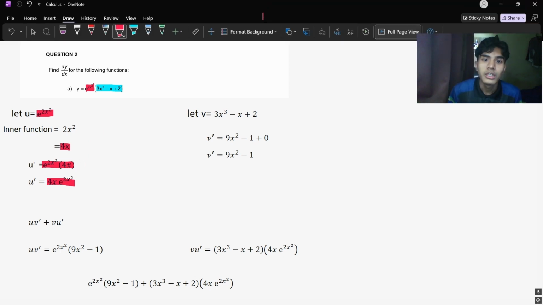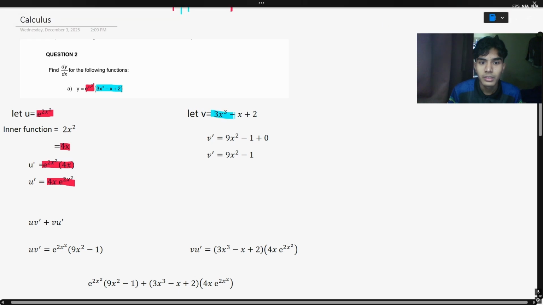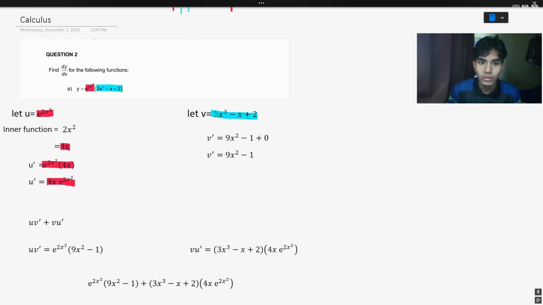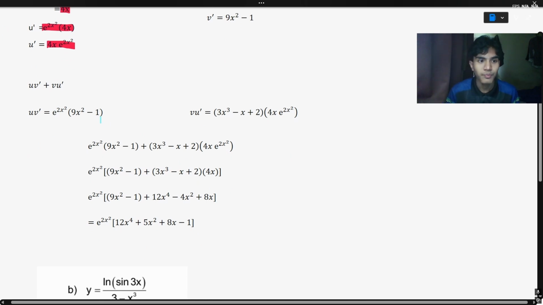And then we'll do the same thing to the other function. We'll be differentiating it here. This one only needs a basic differentiation: 3x cubed minus x plus 2. We'll differentiate it like normal, and we'll get v prime equals 9x squared minus 1 plus 0. The final one will be v prime equals 9x squared minus 1. And then we have to use the product rule to get the final answer.